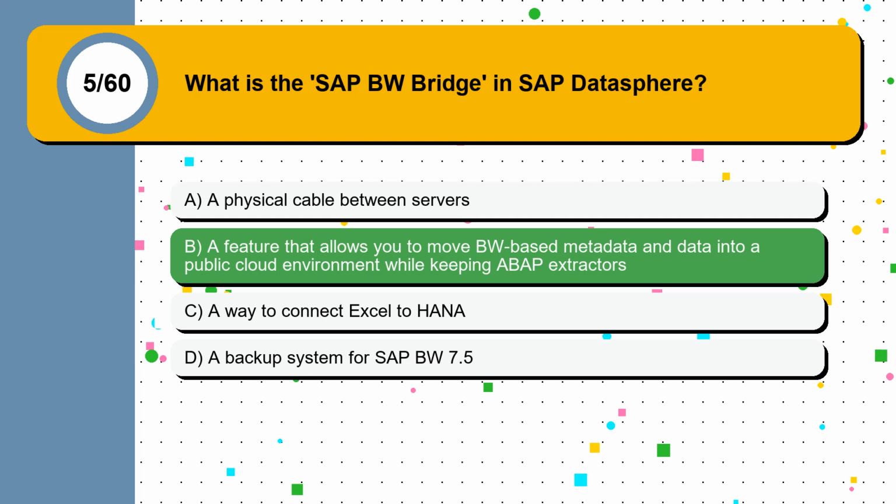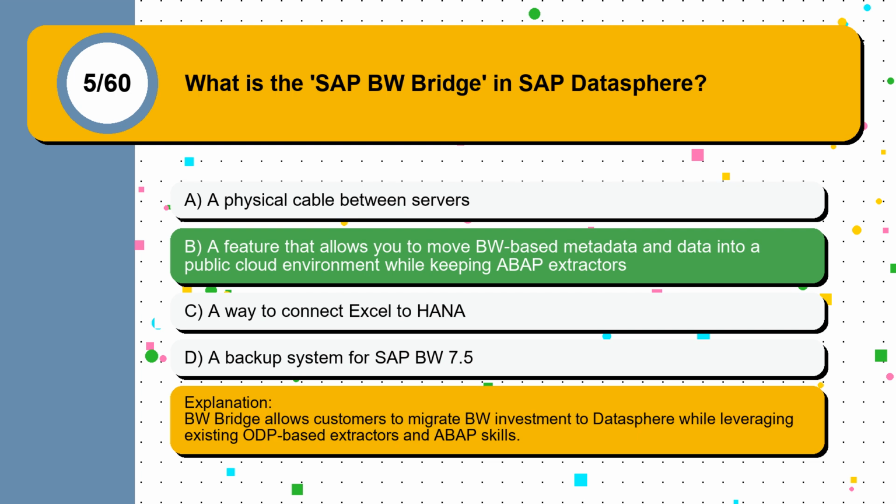The correct answer is option B, a feature that allows you to move BW-based metadata and data into a public cloud environment while keeping ABAP extractors. BW Bridge allows customers to migrate BW investment to Datasphere while leveraging existing ODP-based extractors and ABAP skills.